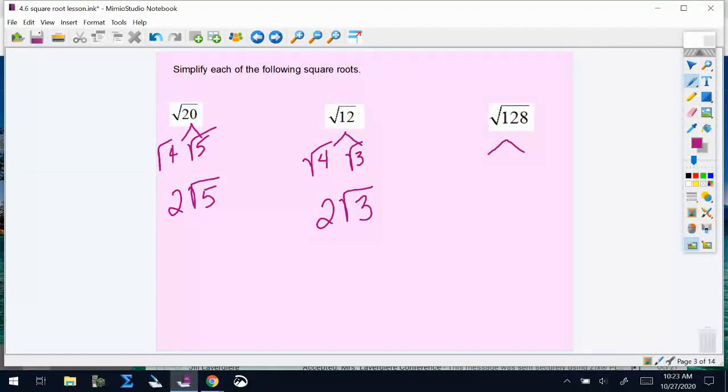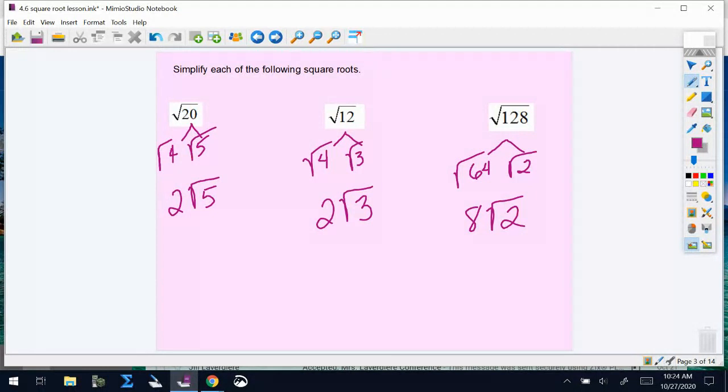When you're checking your list, the best advice I can give is to start with the higher numbers and work your way down, rather than starting with the low perfect squares and working your way up. So the biggest perfect square factor that goes into 128 is 64. It is 64 times 2. You're going to take the square root of the 64, which is 8, and then the square root of 2 is left in your answer.